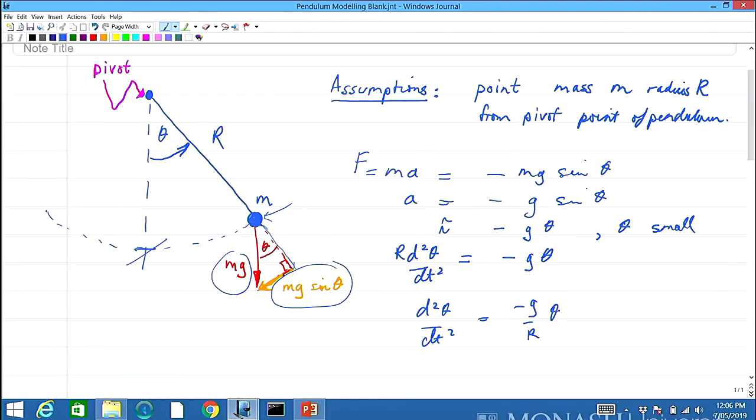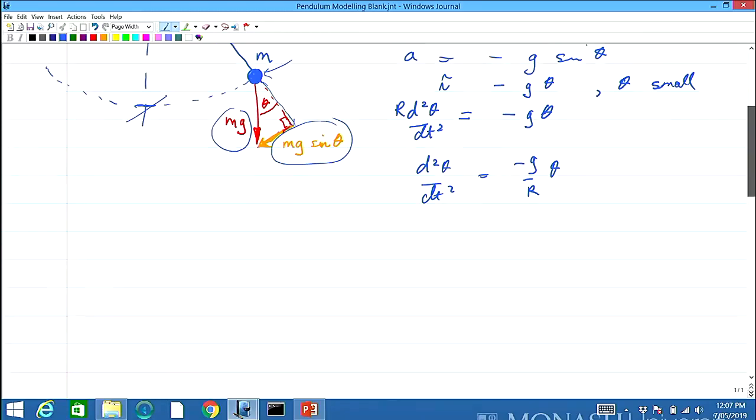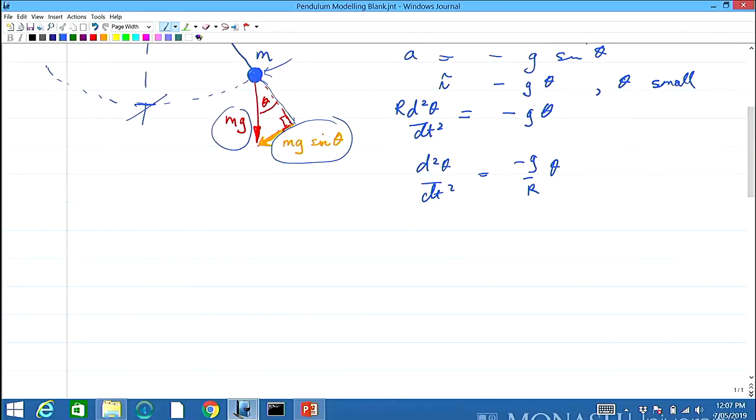All right, you should recognise that form as simple harmonic motion. It's a basic equation that you will have seen when you talk about feedback systems and second order systems. So we know the solution to that equation. It's a trigonometric relationship.